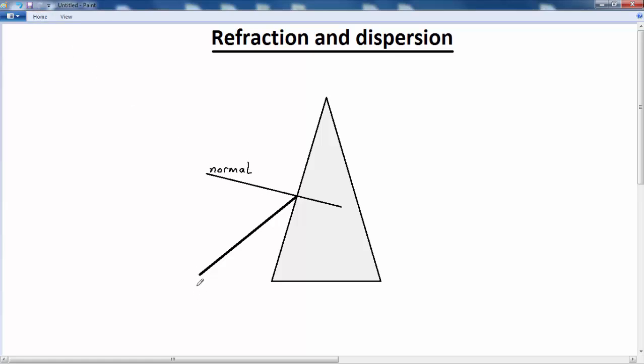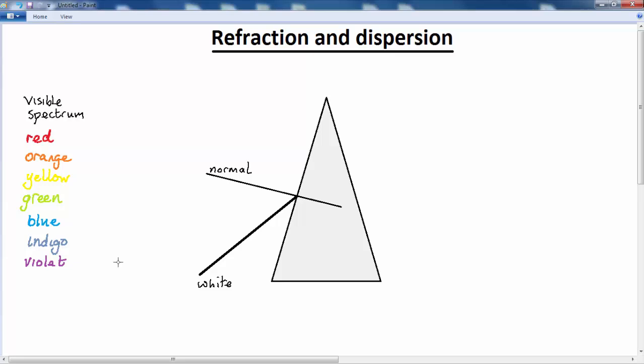So we have a beam of white light, but we remember that white light is really made up of a whole range of different colours, and this is known as the visible spectrum. Now, as we move down the visible spectrum from red to violet, what happens is that the wavelength of the light decreases. So violet light has a smaller wavelength than red light, while the frequency of the light increases. So the frequency of violet light is greater than that of red light.